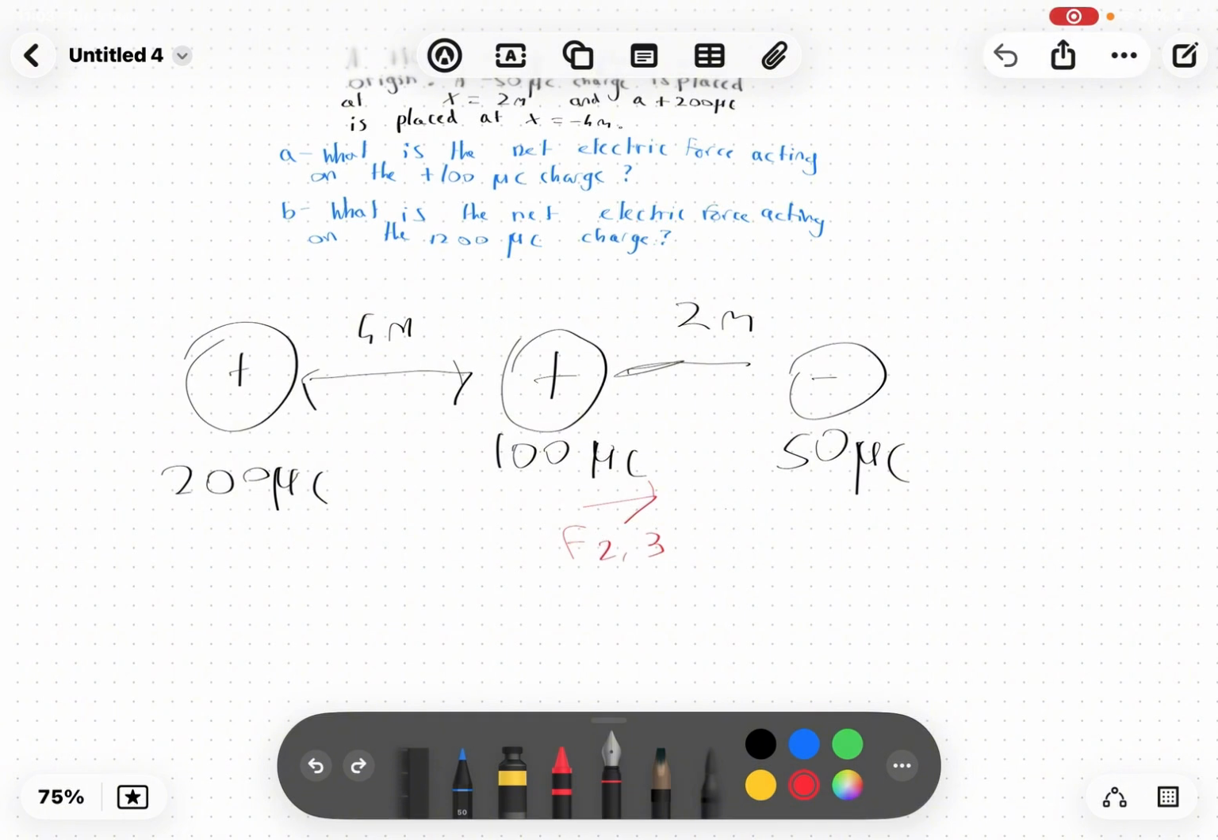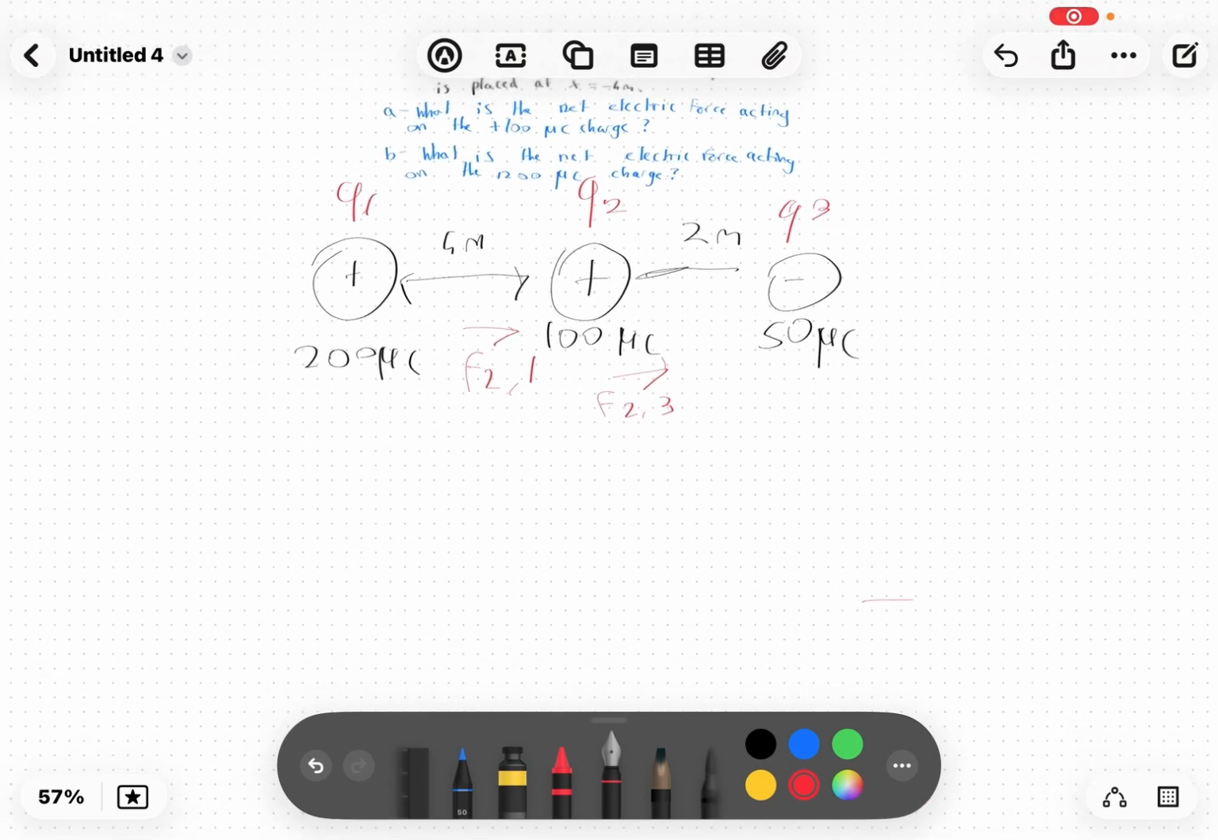Let's just straight away call it F3,1, because this is Q2, Q1, and Q3. Let's just do it like this. And then the other force is the repelling one, F2,1. So let's just find out this one, F2,1, in brackets like this.